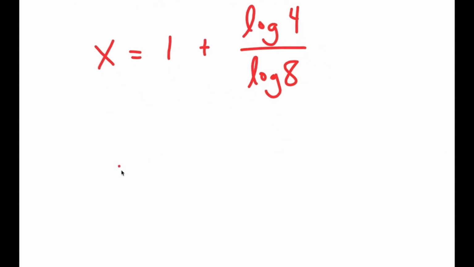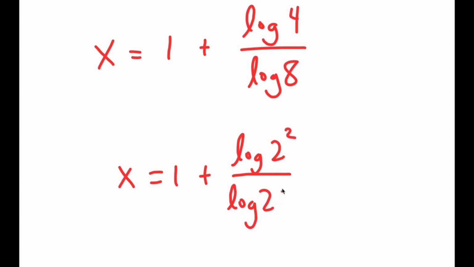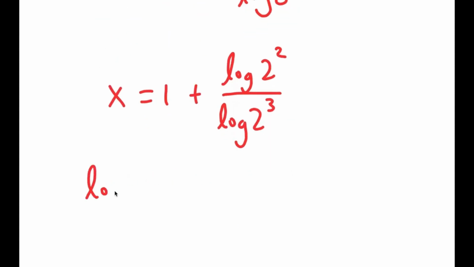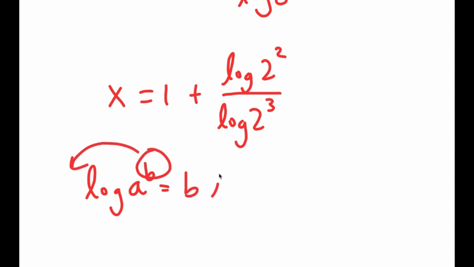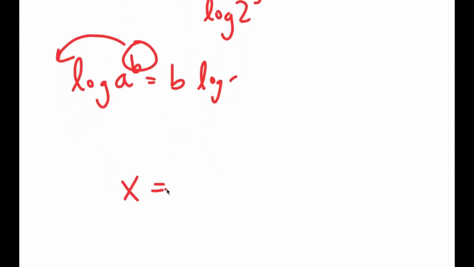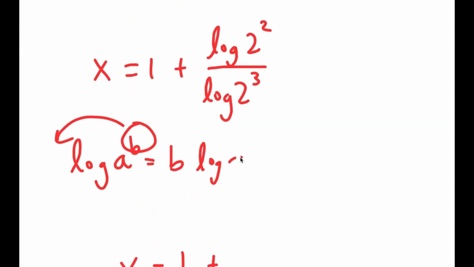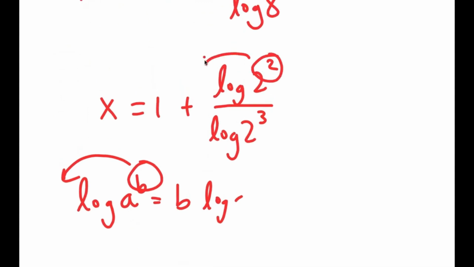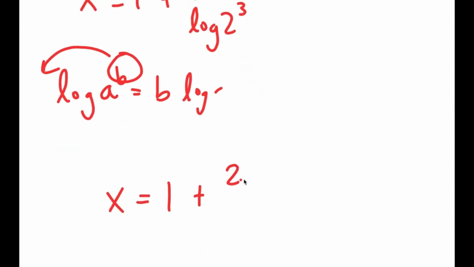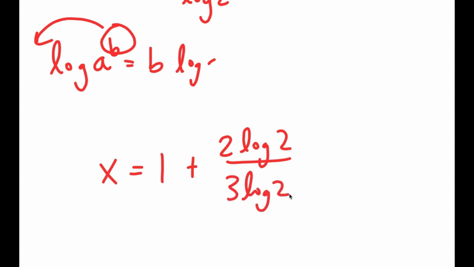Now, log of 4 is the same thing as log of 2 squared, and log of 8 is the same thing as log of 2 to the power of 3. So now if I have something in the form log of a to the power of b, again, I can move b to the front, so it's b times log a. So that's exactly what I'm going to do with both of these. So I get x is equal to 1 plus, I can move the 2 to the front, so 2 times log 2 over the same thing with 3, so 3 times log 2.